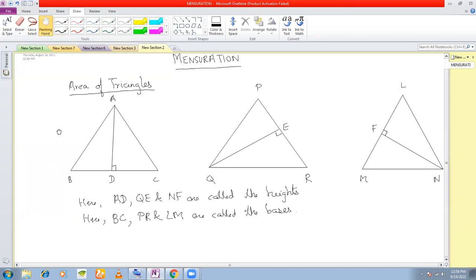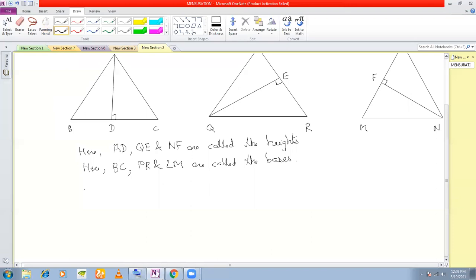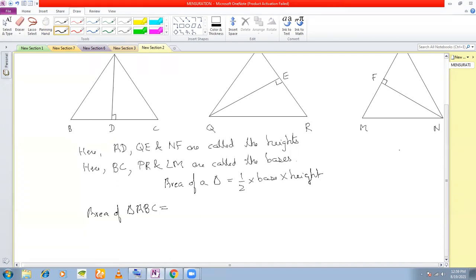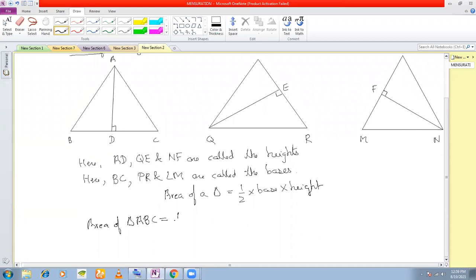Okay. So if I want to find out the area of triangle ABC, the fundamental formula is area of a triangle is equal to half into base into height. So if I want to find out the area of triangle ABC, how will I find? If you look at triangle ABC here, which one is the base? BC. Which one is the height? AD. Right?